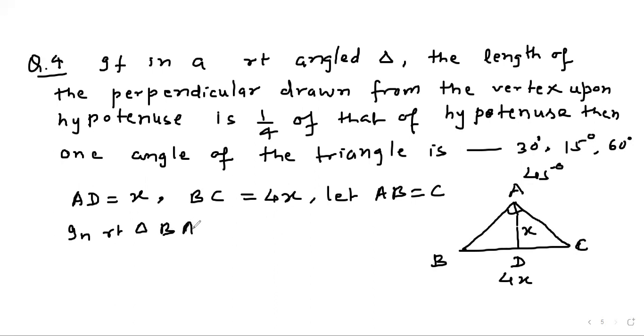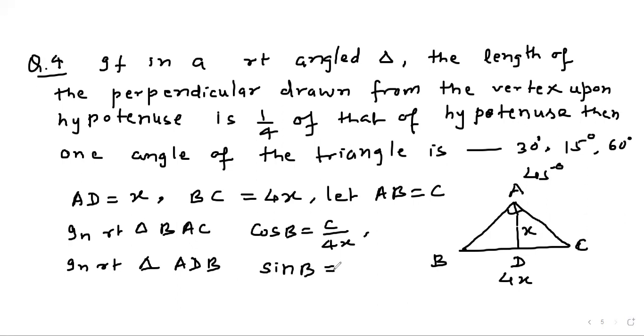Now, in the right triangle BAC, cos B is base upon hypotenuse, that is AB upon BC, c upon 4x. Now, in the right triangle ADB, sine B equal to perpendicular upon hypotenuse. So here this angle is also 90 degree. So x upon AB, AB is c, that is x upon c.